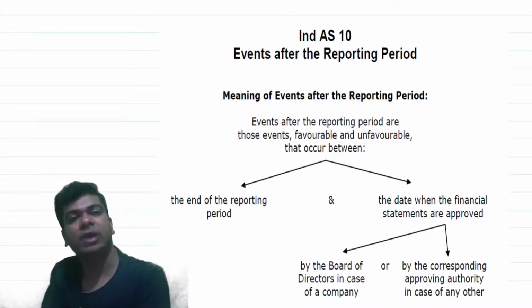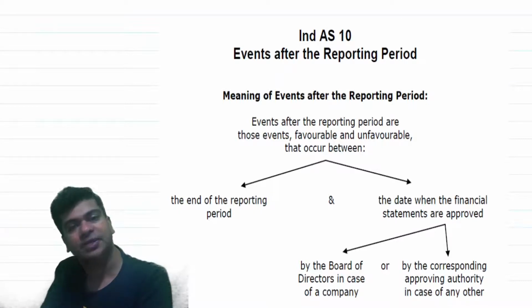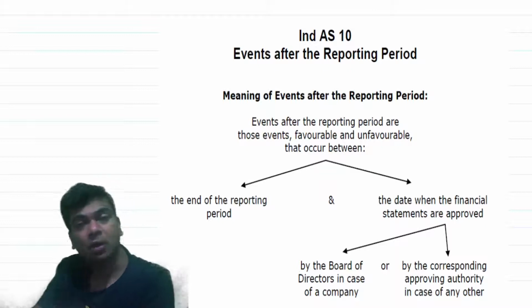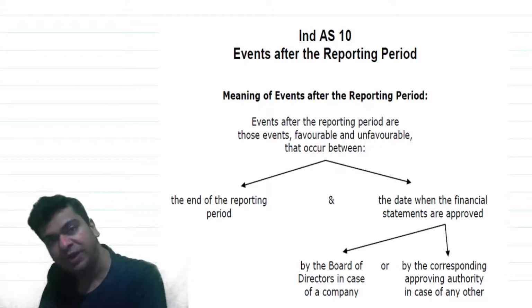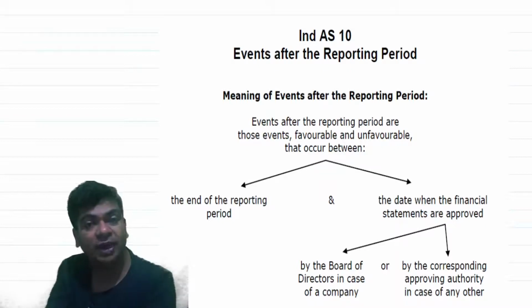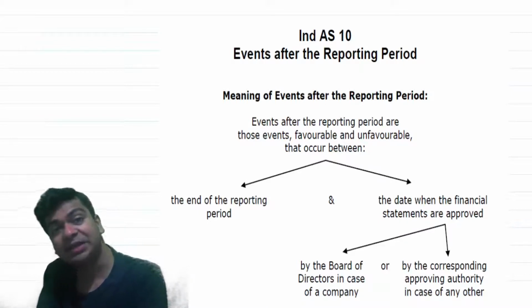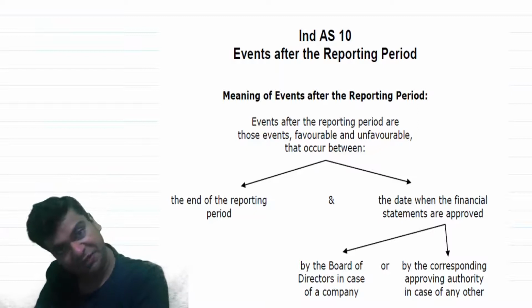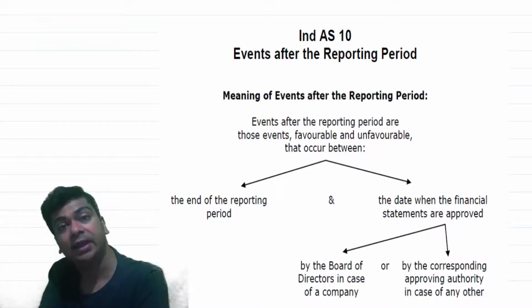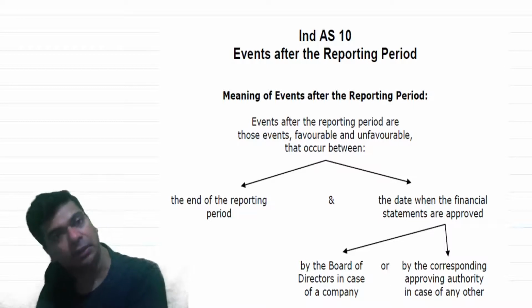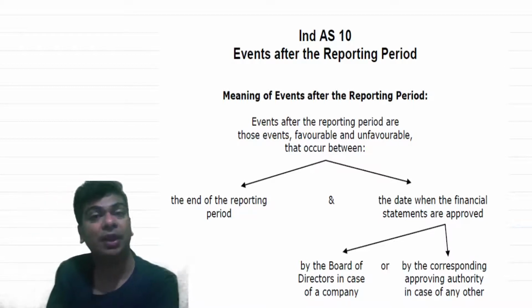It is not that I am finalizing my books on 31st March, so on 31st March I stop doing my business. I prepare my financial statements, I get it audited by the auditors, then I get it approved by the board of directors. And once it is approved, then again I resume my business activities. Obviously, that is not going to be so. Even if the accounting year is coming to an end, it does not mean that the business activities will come to a standstill.